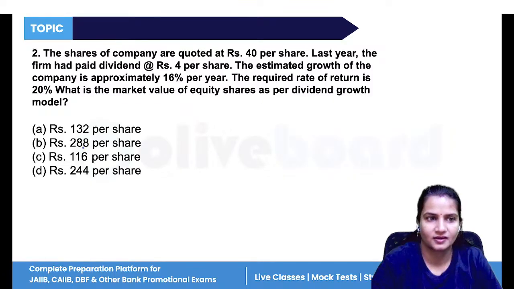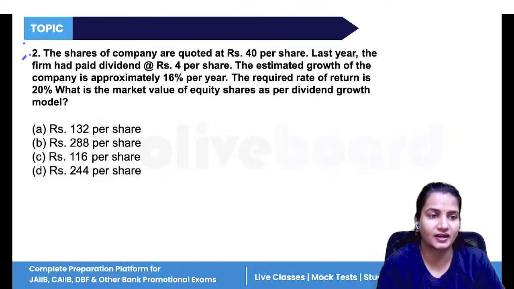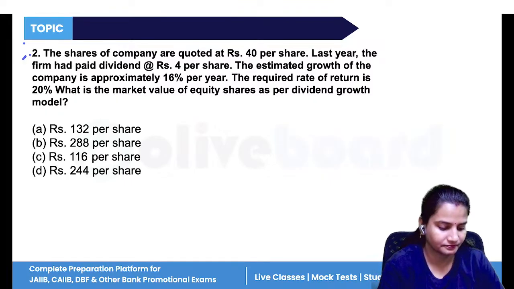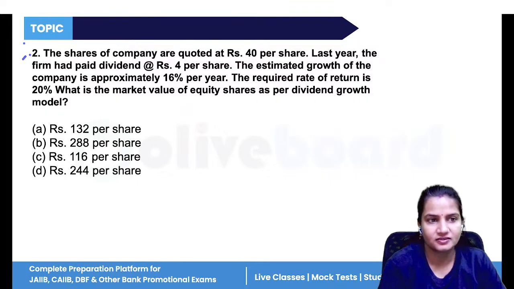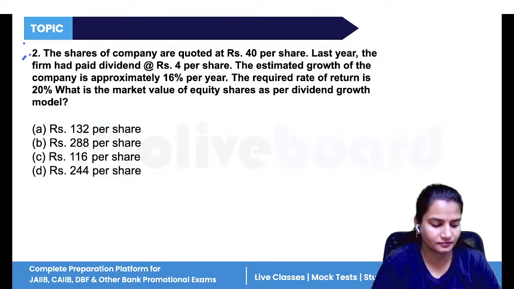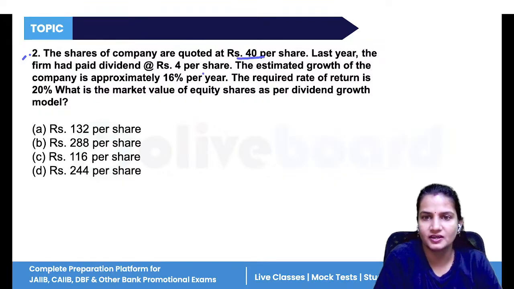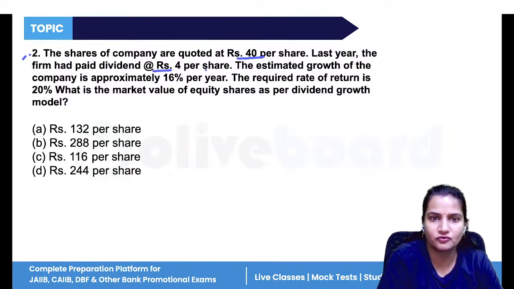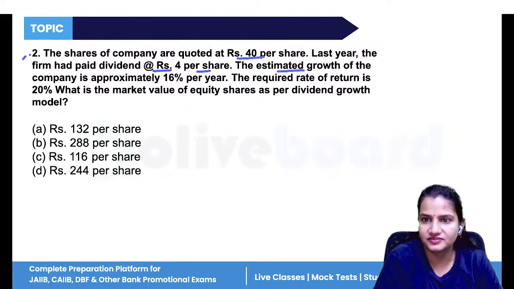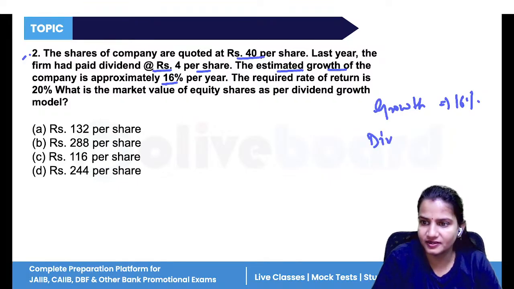Now, question number second, that is a dividend growth model. Calculate and tell me the answer. Now, the shares of the company are quoted at rupees 40 per share. Last year, the firm had a dividend of rupees 4 per share. The estimated growth of the company is approximately 16%. G is given as 16%.